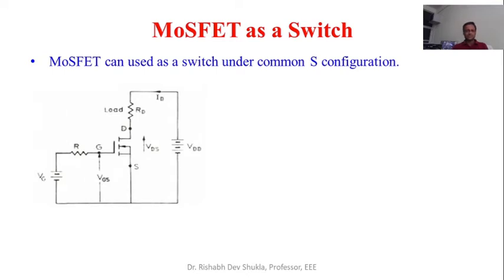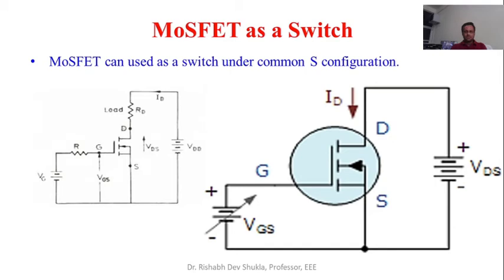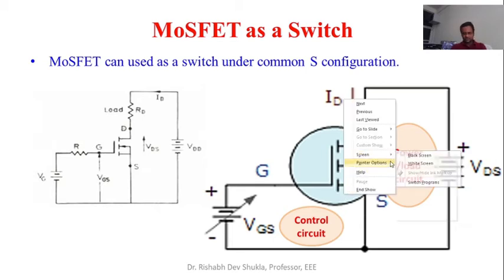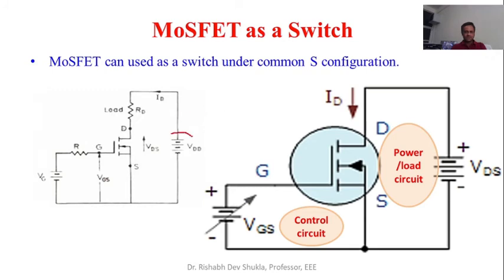Now, how are we going to use the MOSFET as a switch? A MOSFET can be realized as a switch if you connect it in a common source configuration. This circuit shows a common source configuration. The source terminal is common here. The drain to source circuit is called the power circuit or load circuit, and the gate to source circuit is our control circuit. Here VDD is your applied voltage or source voltage. This RD is your load resistance. And this is our control voltage, the gate voltage VG. This is the gate resistance. And this is your gate to source voltage.